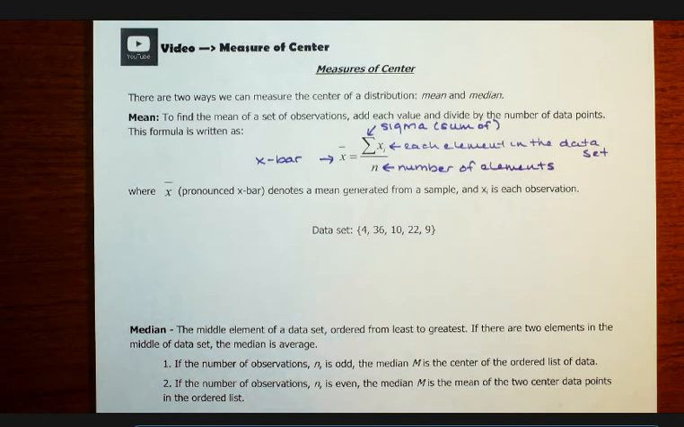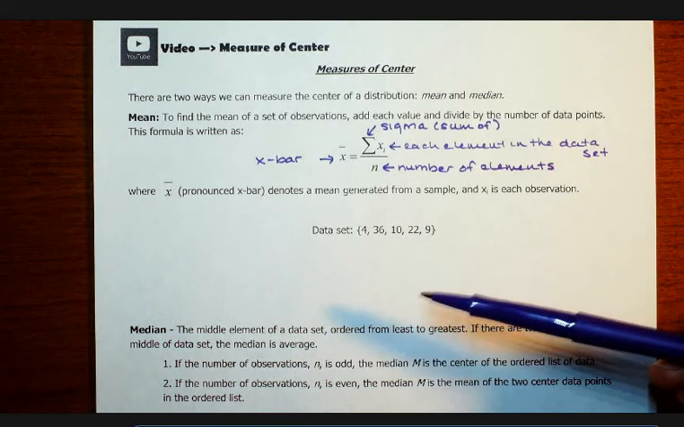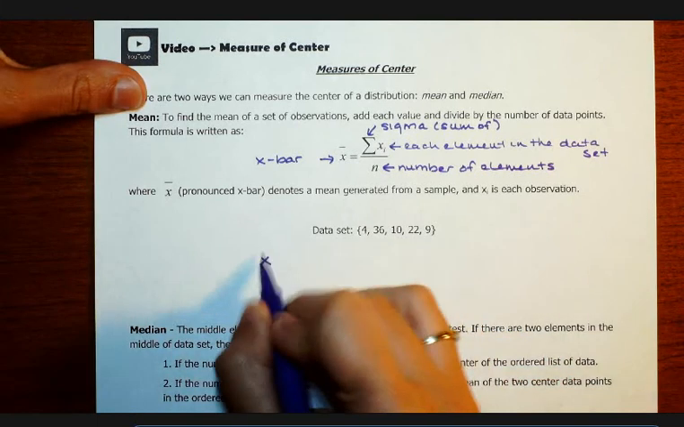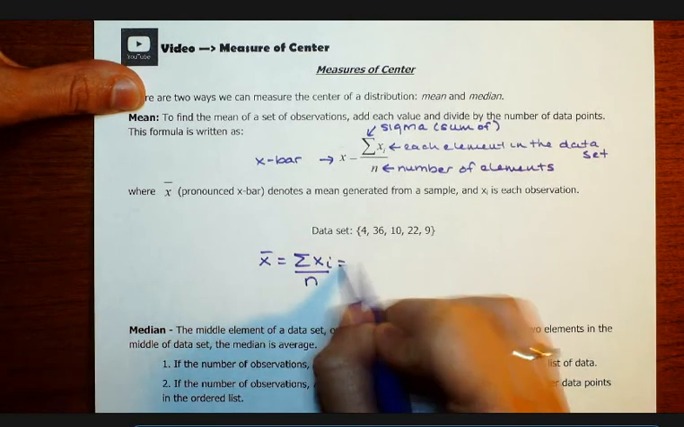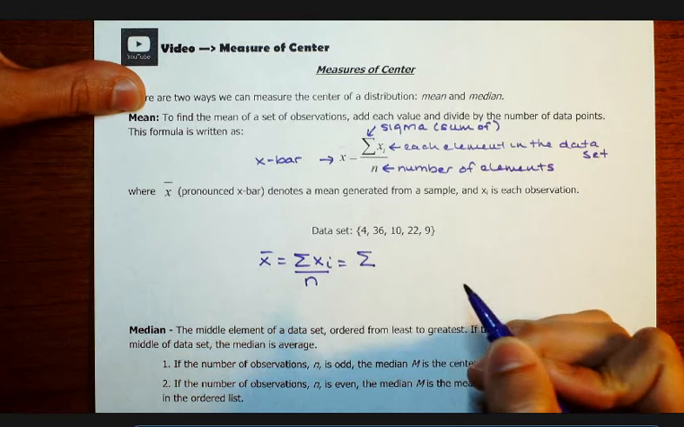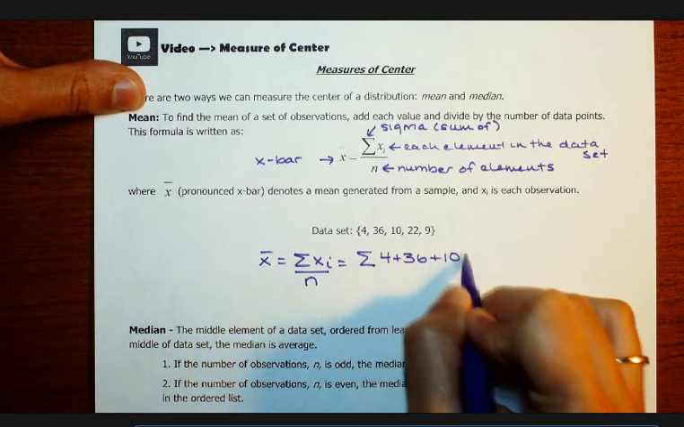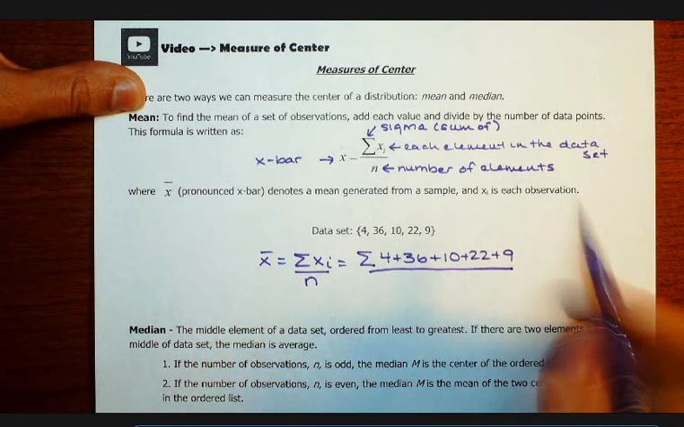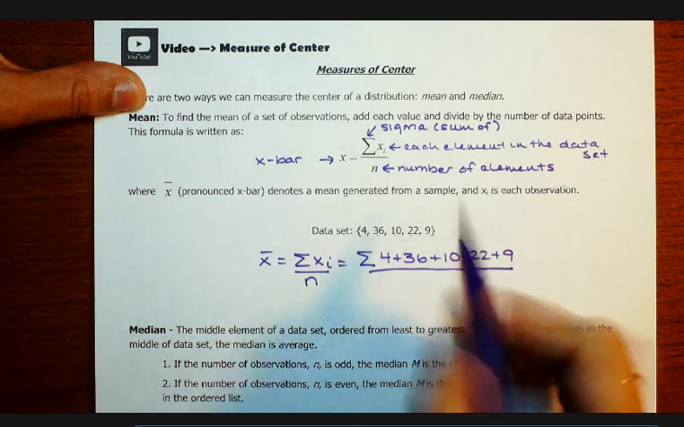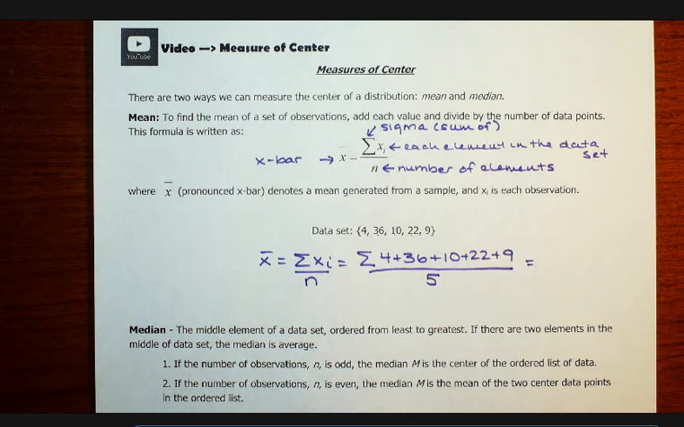So looking at our data set of 4, 36, 10, 22, and 9, we want to find the mean. So using our formula that looks like this, we're taking the sum of each x sub i, which is 4 plus 36 plus 10 plus 22 plus 9, divided by n, which is the number of elements. There are 1, 2, 3, 4, 5 elements in this data set. When you add all of these and divide by 5, your result is 16.2.